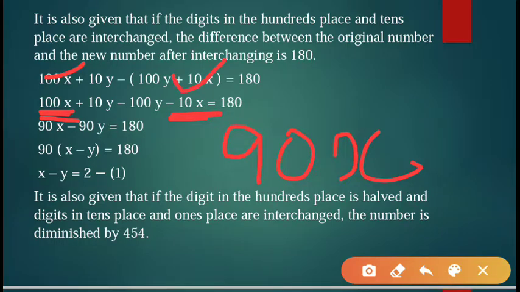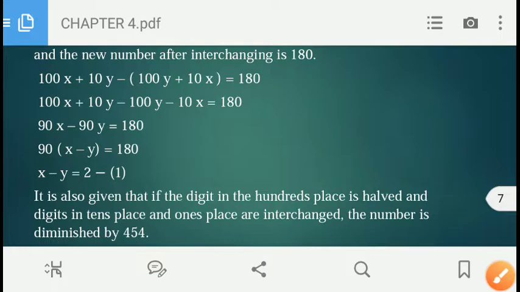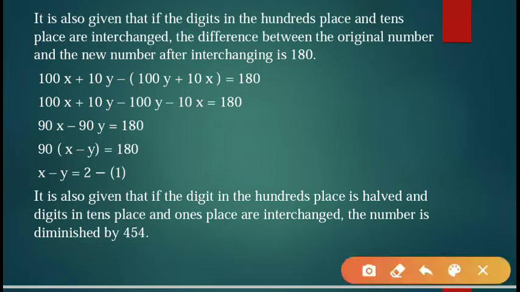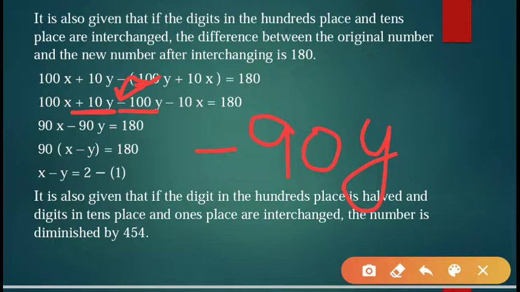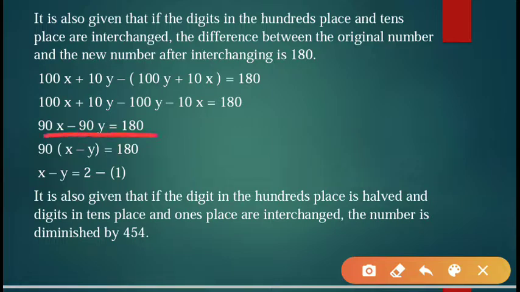100 is greater than 10, that's why we are taking a plus sign. So here 90x. Now next 10y, here 10y and here is minus 100y. When you subtract, you will get minus 90y. Why minus 90y? Because 100 is with the sign of negative and 100 is greater than 10, that's why we are considering minus sign. Now 180 will be the same.